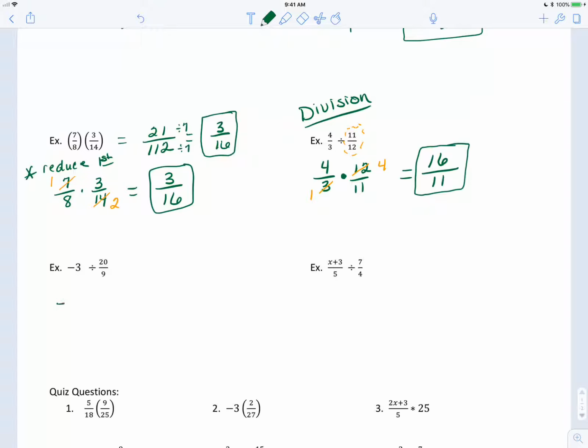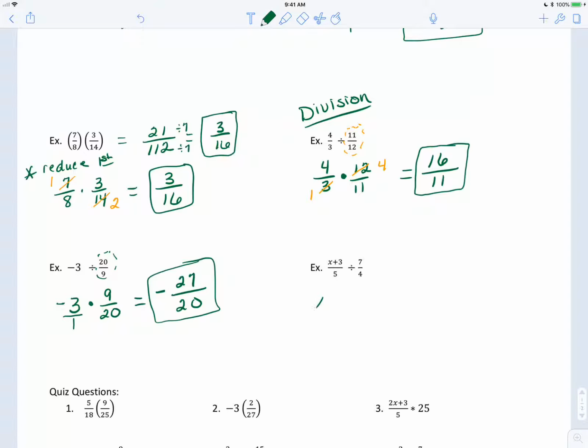So we're going to take -3, flip the fraction, and remember, any whole number is over 1. So 3/1 and 9/20, those will not reduce. The 3 and the 20 won't reduce, so we're just going to have to multiply straight across. Flipping the second one and multiplying. So -3 times 9, that's going to make our fraction negative, so 27/20, final answer.